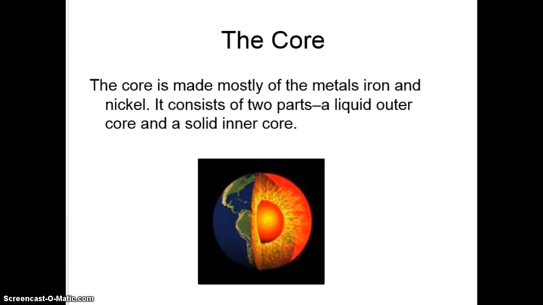We also know about the core. The core is made mostly of the metals iron and nickel, which remember are magnetic metals. It consists of two parts, a liquid outer core and a solid inner core. You also should remember that the reason the inner core is solid is because it's under so much pressure.